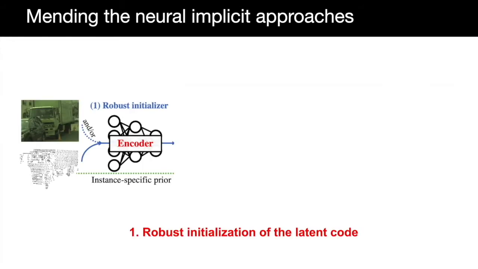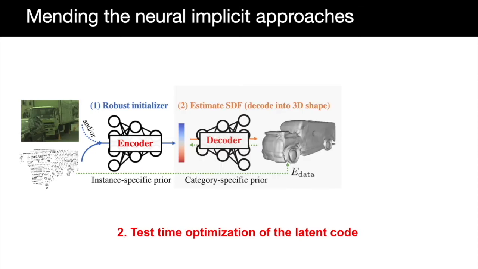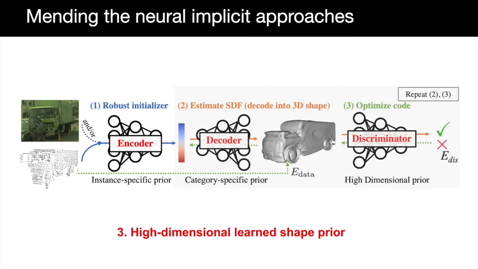We now address these limitations and propose a simple yet effective shape reconstruction approach. We first adopt the encoder module from the feed-forward approaches, which acts as a robust initializer for the latent code. Next, from the deep optimization approaches, we perform test-time optimization on the latent code. To ensure global shape consistency, we introduce a discriminator module which operates on the SDF volume as a whole, thus acting as a learned high-dimensional shape prior.